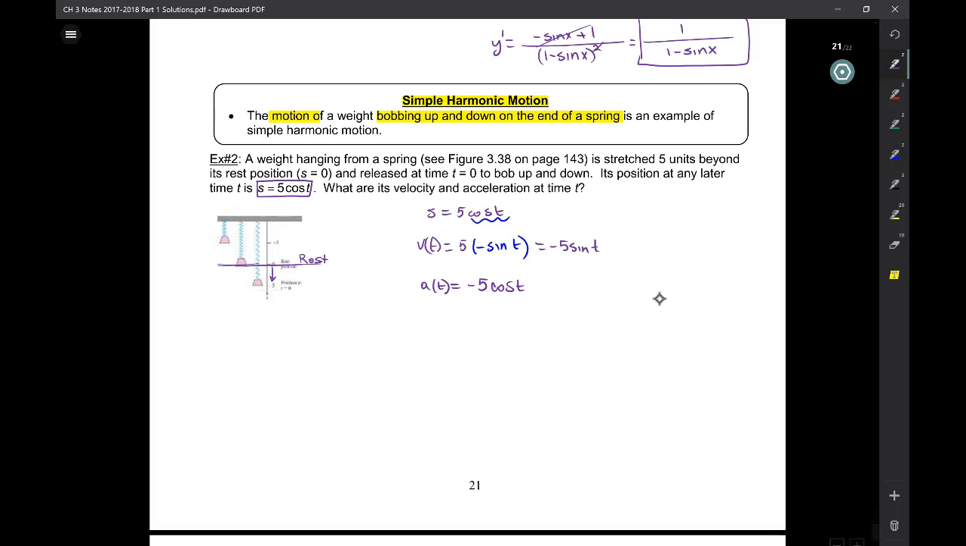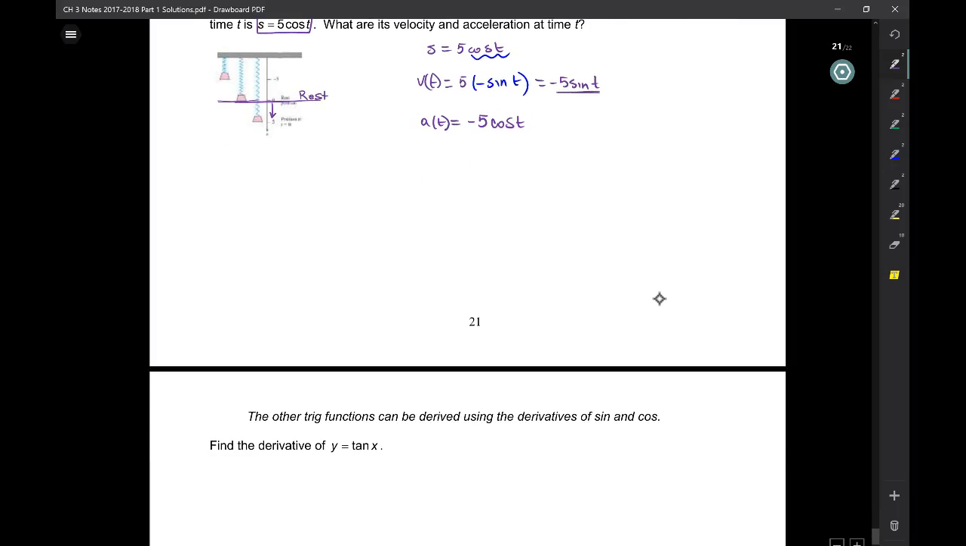The a of t? Okay, so velocity is this. Now I want to take the derivative of that to get acceleration. So it's negative 5 times the derivative of sine. So that's negative 5 times cosine. Any other questions? That's all for that problem.